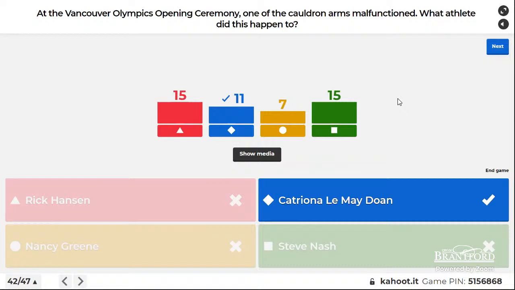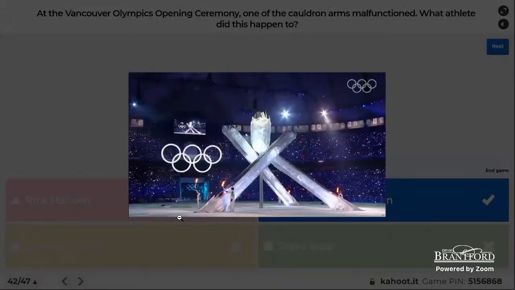So though all four athletes did participate in lighting the cauldron, only three of the arms actually did work. As you see here in the image, that hole there in the top corner with Catriona standing next to it, nothing did come out of it. So for the closing ceremonies, at the last minute, a comedic segment featuring a clown repairman was added. So Catriona Le May Doan could light the cauldron too at that point.